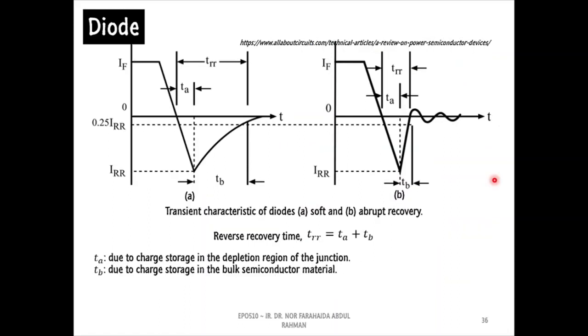These figures show the transient characteristics of diodes. It is referring to a condition when the diodes are switching from on state to off state. When the diodes turn off, the current conducted by the diode decreases until negative values before it becomes zero. The time taken for the current to reach zero is called reverse recovery time or TRR.